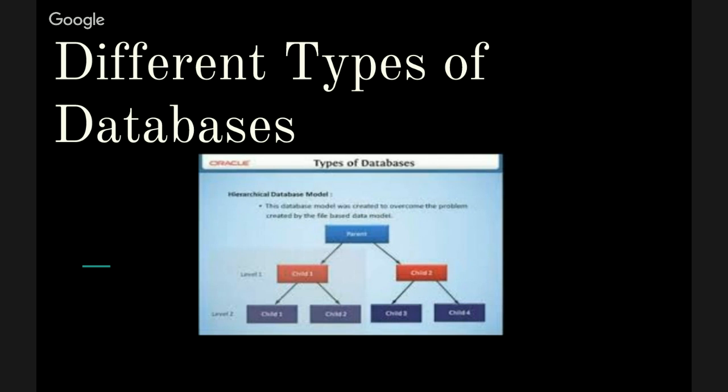So the 5 types of databases I'll be discussing today include the text database, the desktop database, the NoSQL and object-oriented database, and the distributed database, and also the relational database management system.